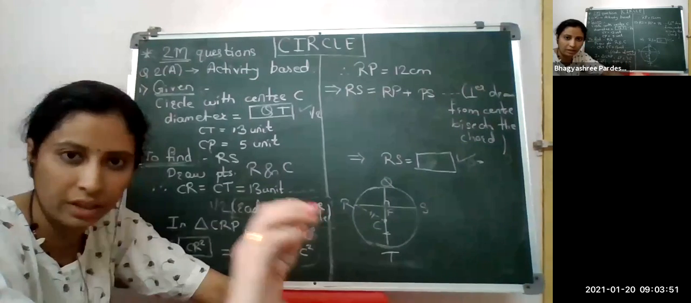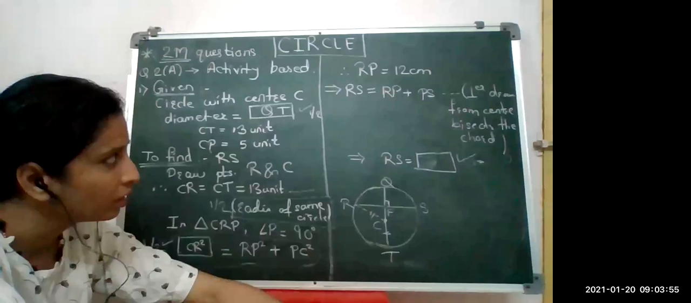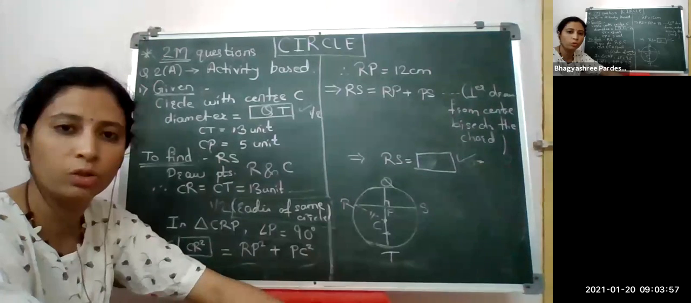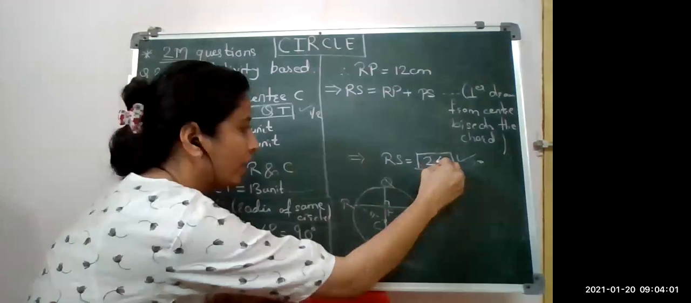Okay, Sakshi again. Yes, Sakshi. 24 units. Very good. This equals 24 units. So RS is equal to 24 units. Means we are done.